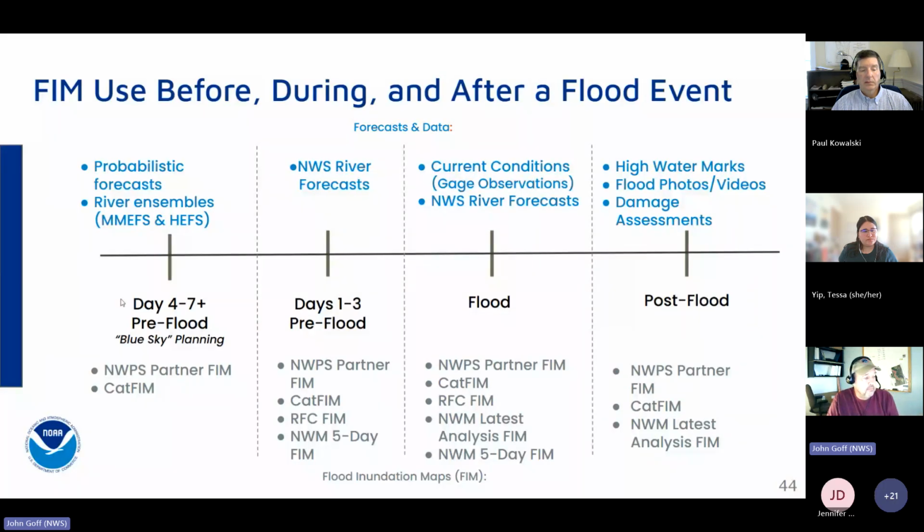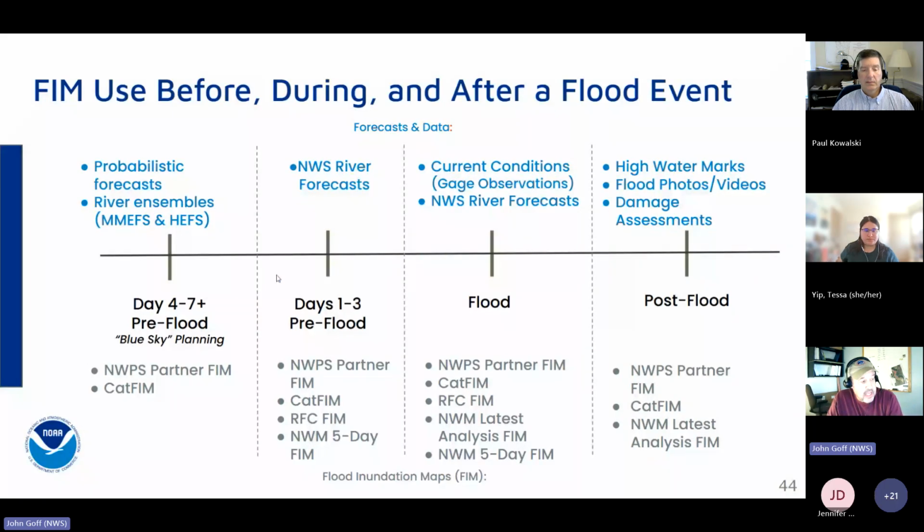So when you're kind of pre-planning blue sky, days 4 through 7 or nothing's going on, you've always got the cat FIM and the partner FIM. Remember, these are dynamic or static FIM maps. You can always look at those to where they're available. And you've also got your river ensembles that show your flows that are available that I won't really talk about today. Those are just kind of stream flow predictions going out.